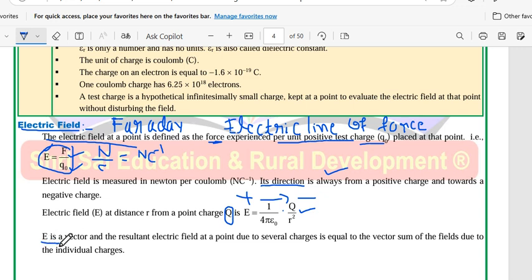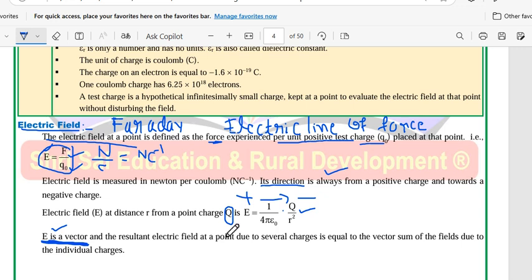See, electric field is a vector quantity. What do you mean by vector quantity? Because it has magnitude as well as direction. Here I have mentioned its direction is always from a positive charge towards a negative charge. Therefore, E is a vector quantity which has magnitude as well as direction. Thus, electric field is a vector.